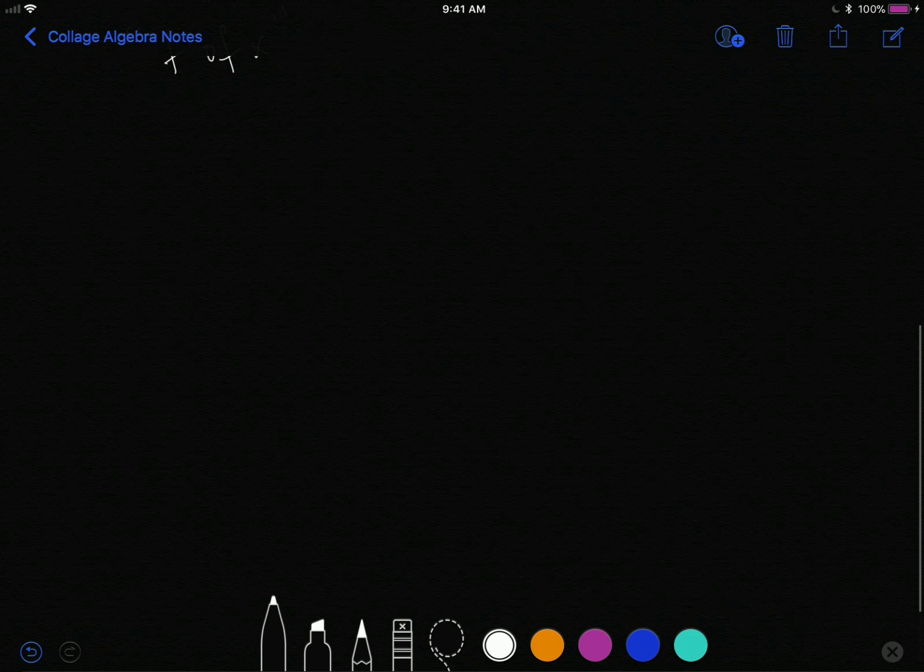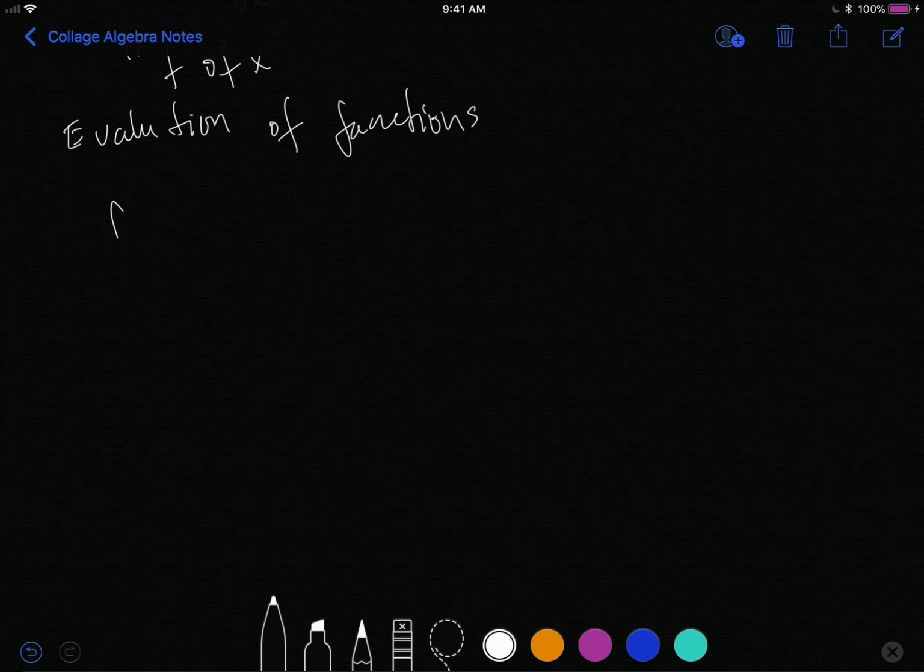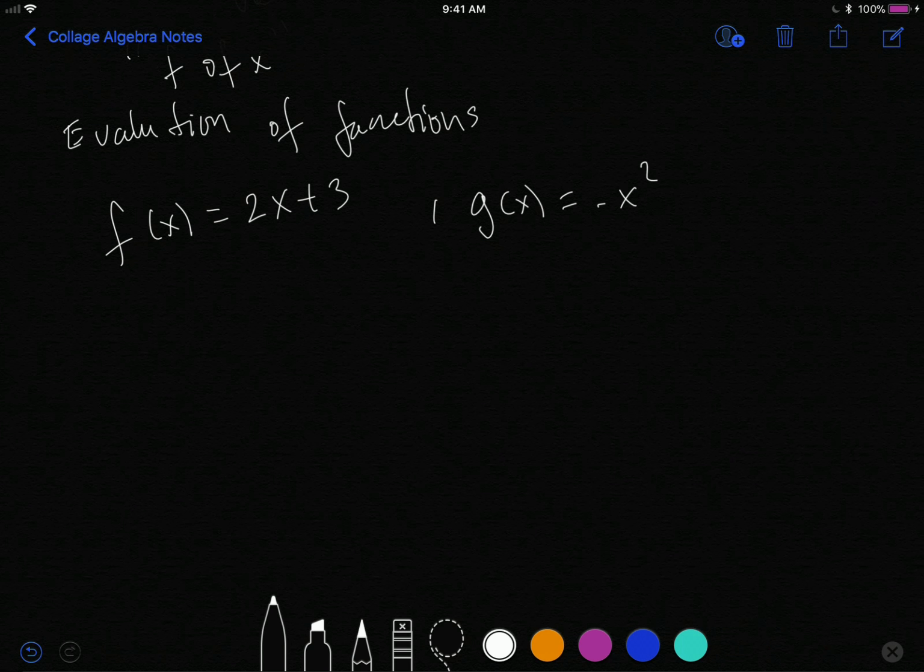Now, evaluation of functions. Let's say I have a function, a very simple one, f of x is equal to 2x plus 3. And let's say I have a second function, g of x, right here, is negative x squared plus 3x minus 2. Here we see the first advantage of functions is that you can have several functions at one time. Just change the name, different letter: f, g, h, i, k, l, many functions.